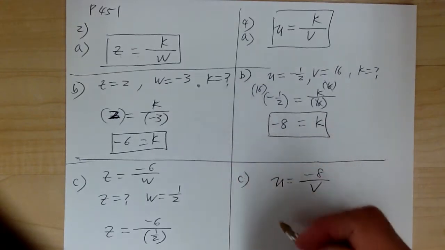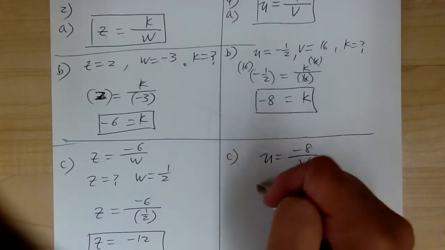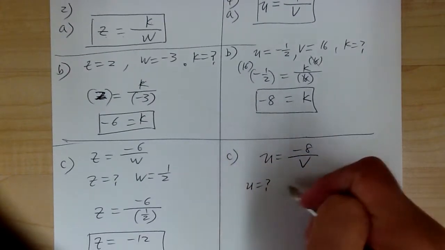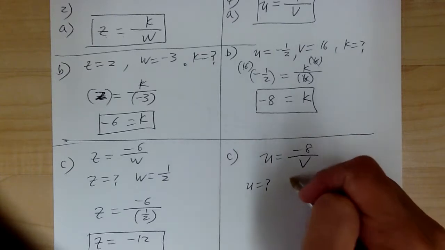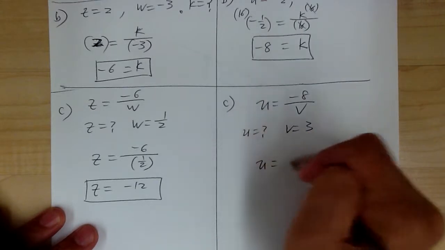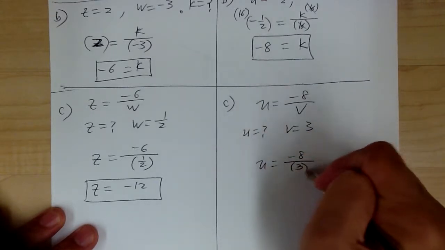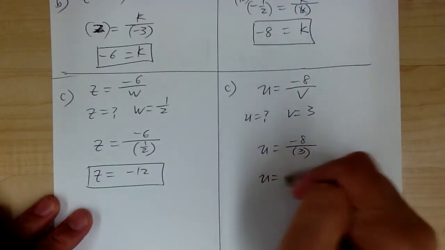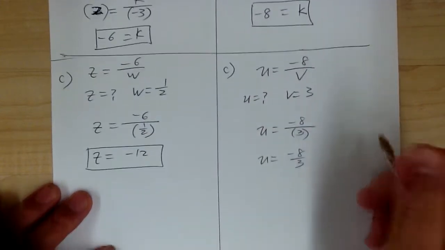So when you do part C, it says find u when v equal to 3. Okay, so you substitute, so u equal to -8, substitute, so that's it. So u equal to -8 over 3.